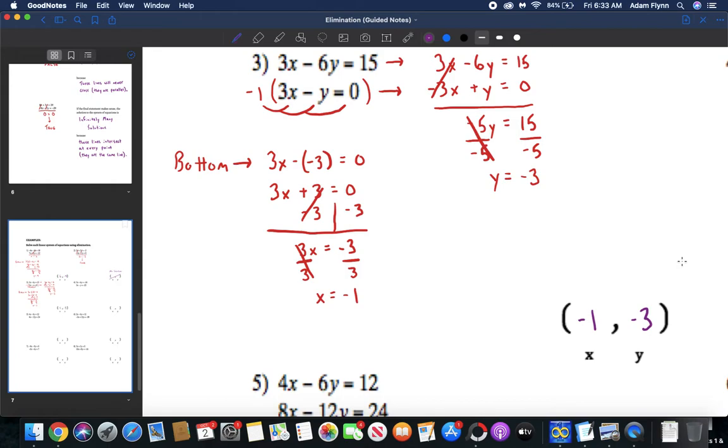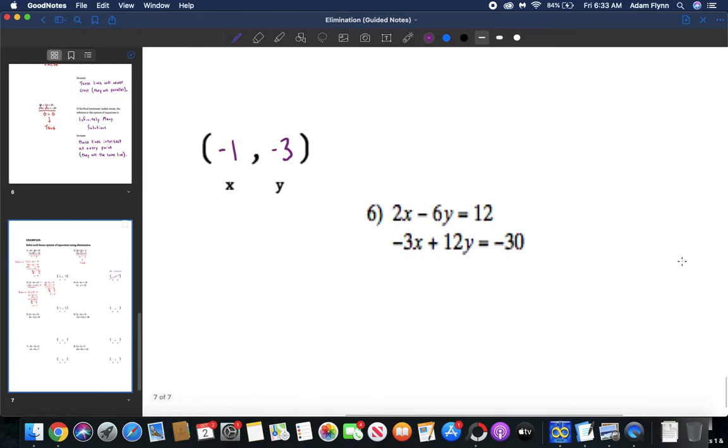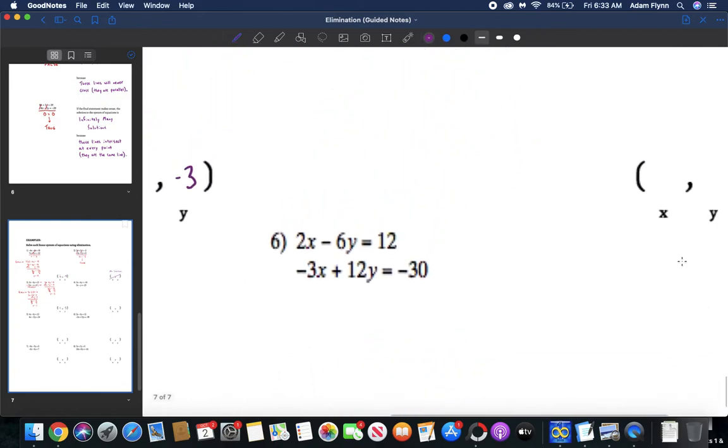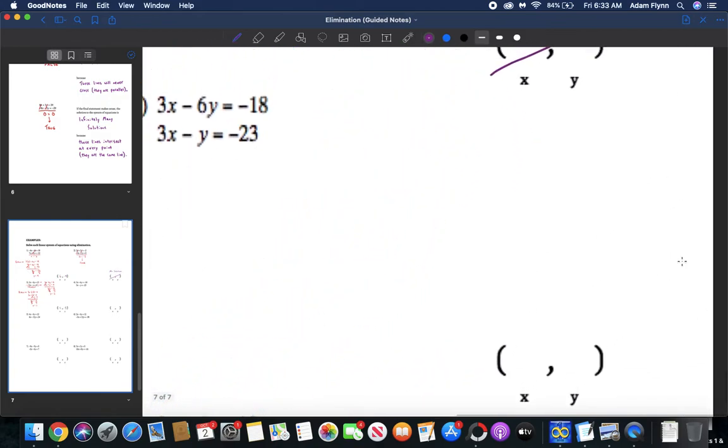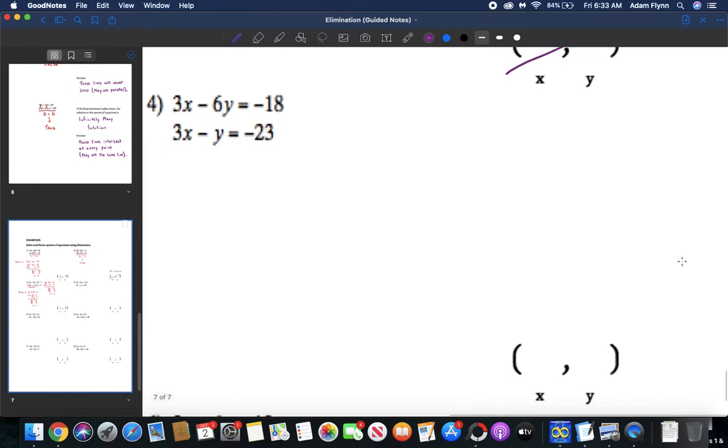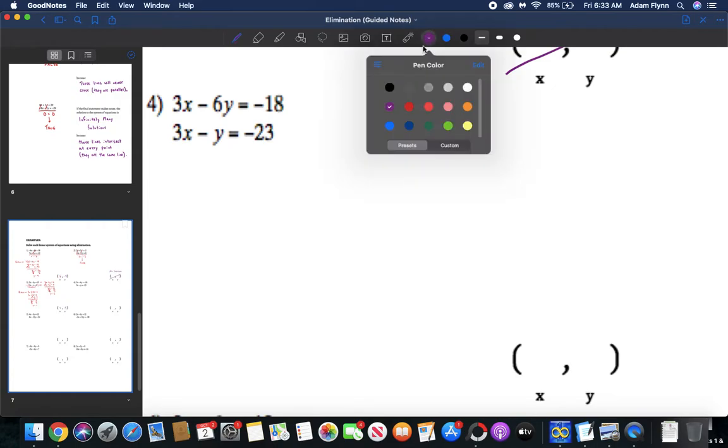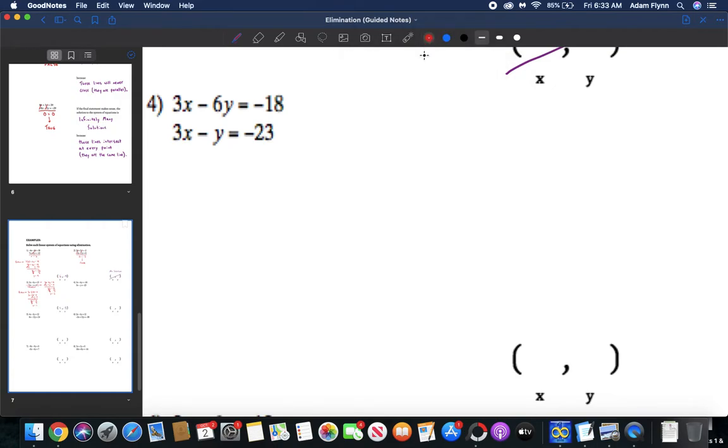Okay, moving on to number 4. About halfway there, I believe there are 8. Yep, 8 problems. So taking a look at number 4. So this one is awfully similar to the last problem we just did. Looks like just about all the coefficients are the exact same. Okay, but instead of multiplying the bottom equation by -1 or scaling the bottom equation by -1, let's try the top one this time.